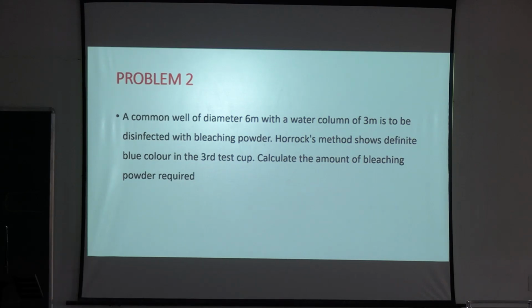So again, this is the third cup. What is coming? So 6 grams. So then calculating, what is the answer?